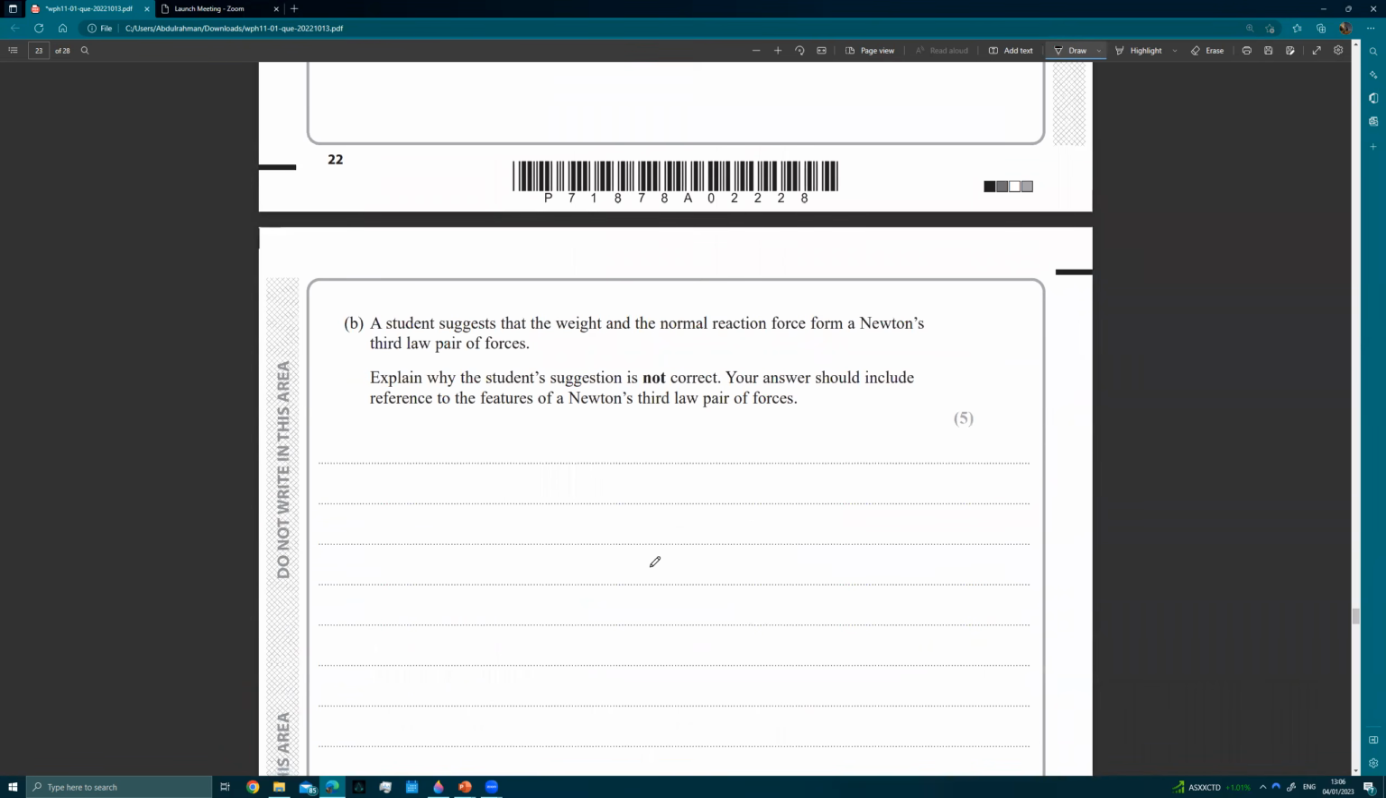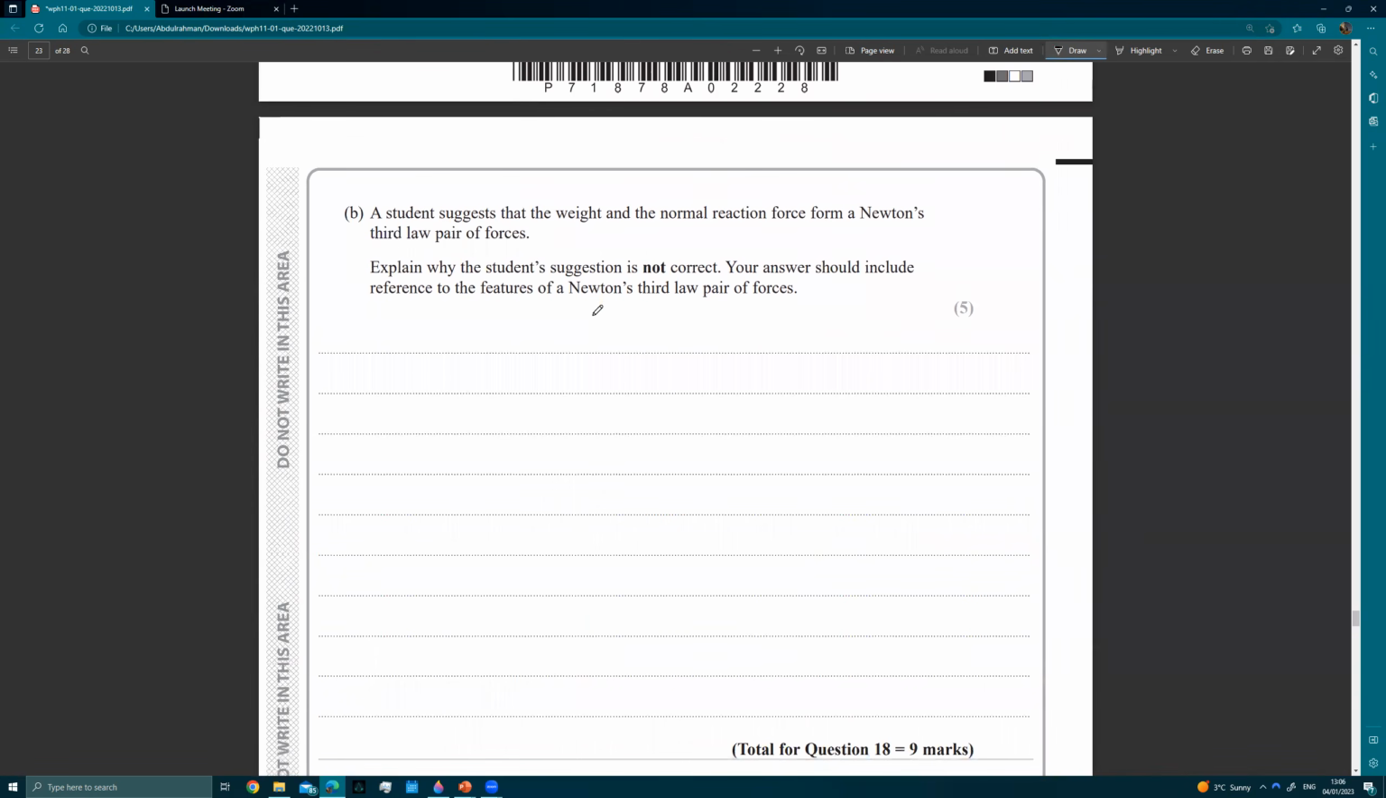Now it says, a student suggests that the weight and the normal reaction force form a Newton's third law pair. Explain why the student's suggestion is not correct. Your answer should include reference to the features of a Newton's third law pair of forces. I don't know why it's 5 marks, but let's have a go. So, okay, it says your answer should include a reference to the features of a Newton's third law pair. So let's write down a Newton's third law pair.